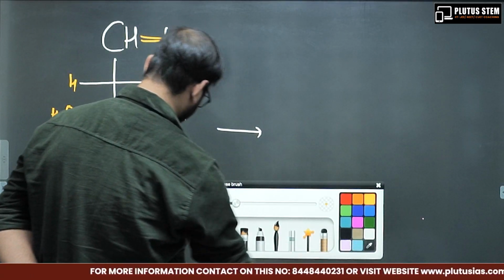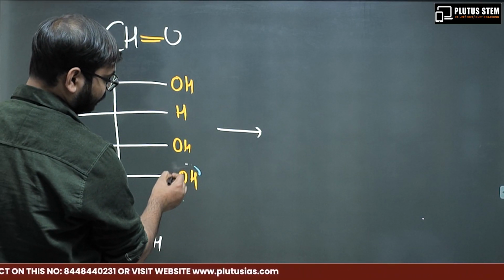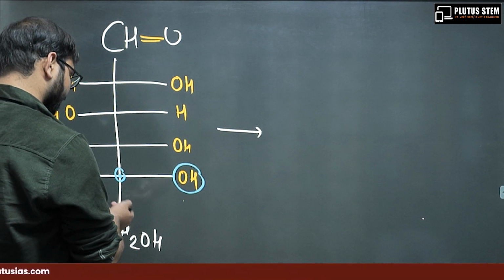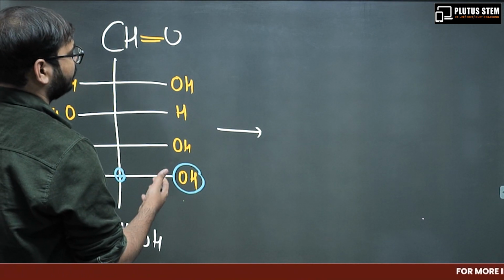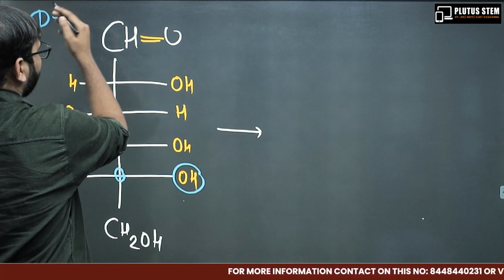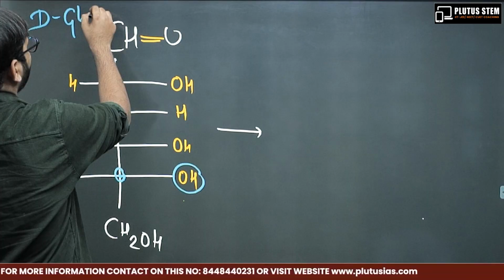And the sugar that I am taking for this purpose, this is my second last carbon, and this OH is on the right. Such sugars, when on the second last carbon the OH is on the right hand side, are called D sugars. And since this is a glucose molecule, this will be called D-glucose.